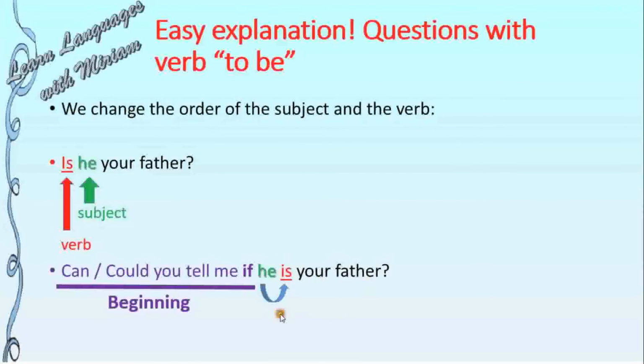Look here. We change the order first, the subject, and then the verb. And pay attention to the beginning. Can or could you tell me if? For questions with the verb to be, we need if.